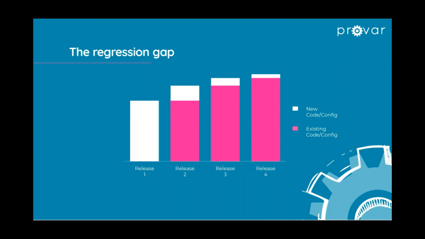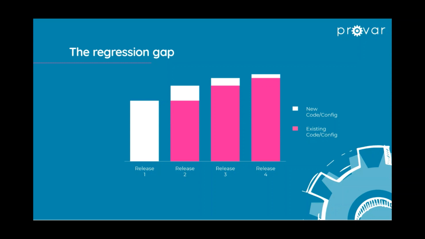Every following release, of course, is going to need to test that existing code and configuration over and over again to make sure you haven't introduced any kind of breaking changes. This is really what we mean when we talk about regression testing. We're testing something that's already been tested.